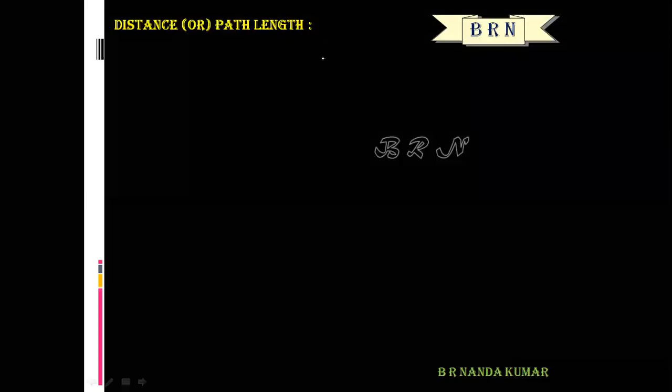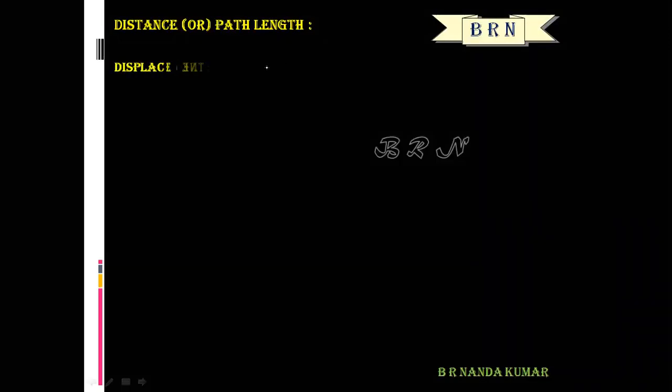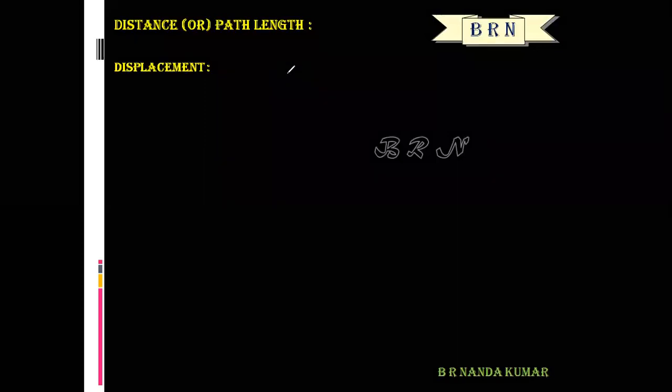Okay, and the next very important term is displacement. Displacement is the shortest distance between the initial and final position. Here, let us first consider a particle that is traveling from P to Q through R.